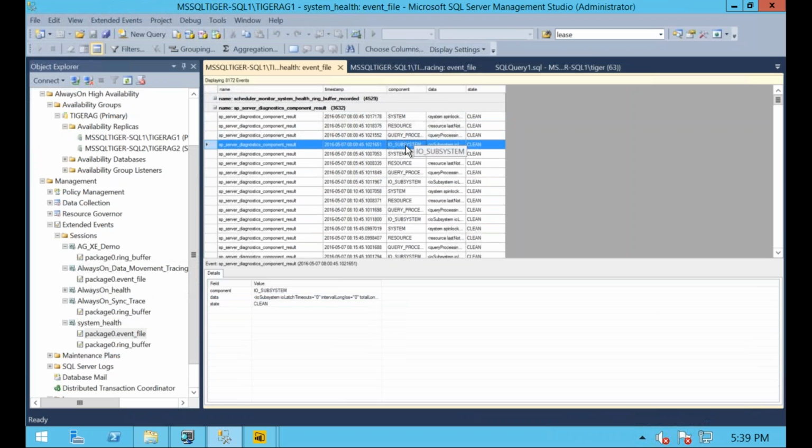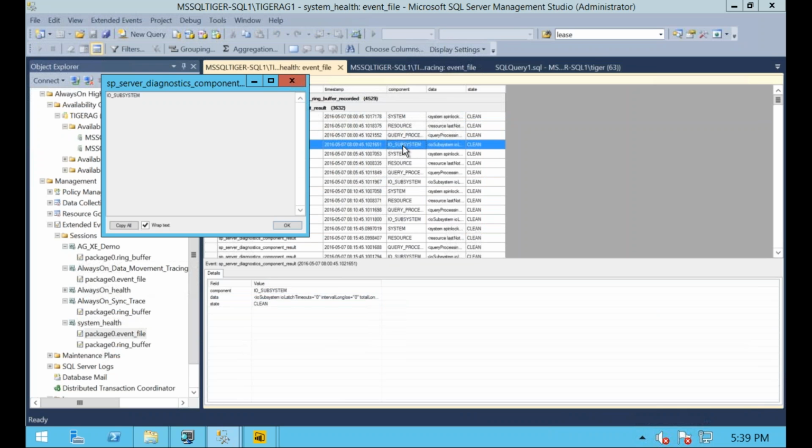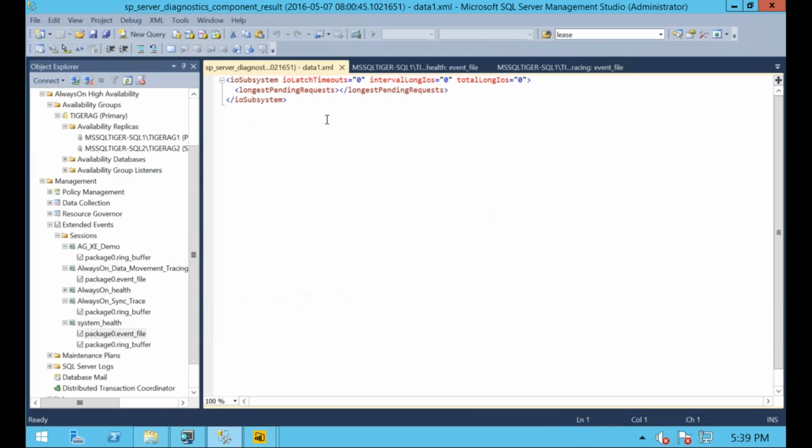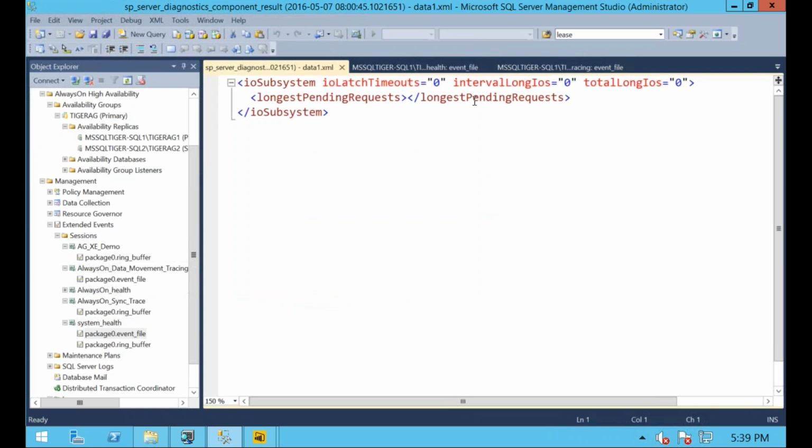And the last one that I'm going to talk about is the IO Subsystem component. The IO Subsystem component is interesting because right now I don't have any IO related issues, but if I did, I would see the long IOs, and I will also get information about which of the files experienced the long IO request.